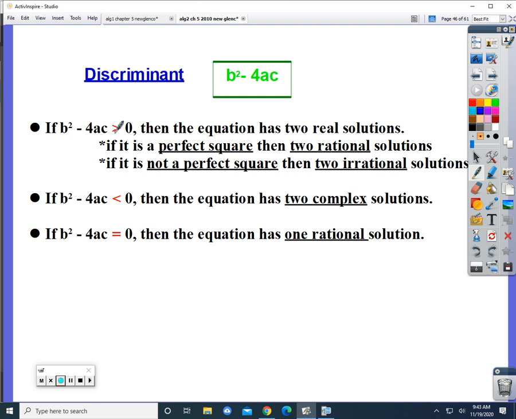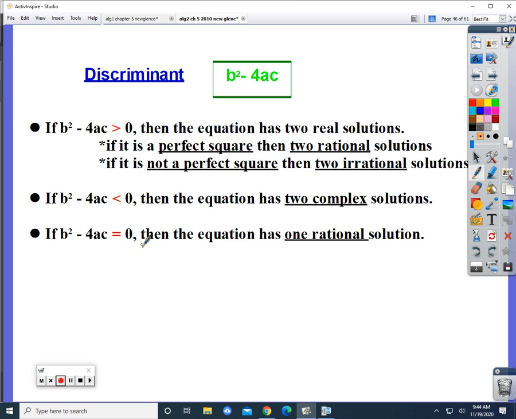If this is a positive number, and they represent it by greater than 0, and it's a perfect square, then you get 2 rational solutions. Those are usually 2 integers or 2 good-looking fractions, something like that. If you get a non-perfect square under the radical, then you're going to get 2 irrational solutions. That means they're decimals that go on forever. They're not repeating or anything. And then like that last one, we got a -4 under the radical, and so that meant we had 2 complex solutions. And we did. We had 3 plus or minus i.